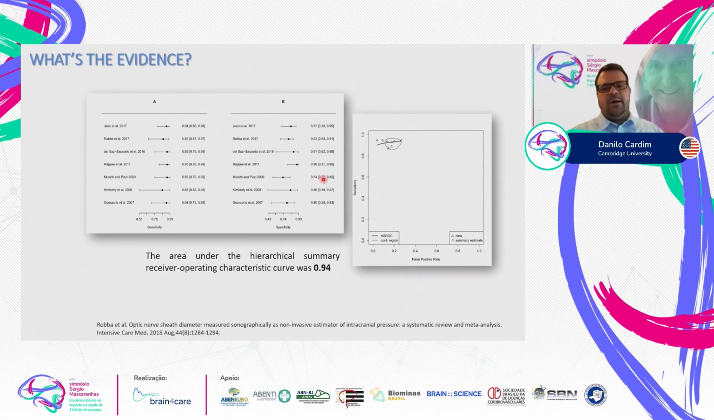So in her meta-analysis that compiled all of these studies, we do see that the overall area under the hierarchical summary receiver operating characteristic curve, the HSROC curve, was very high at 0.924, which demonstrates the reliability of this method, at least to identify events of intracranial hypertension.